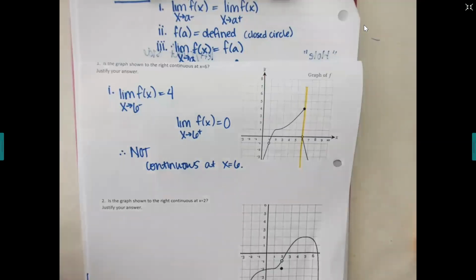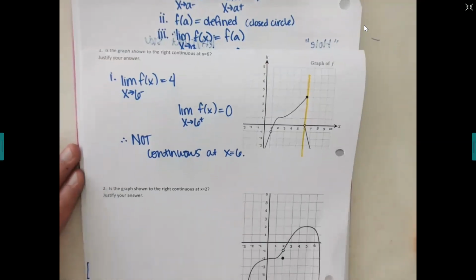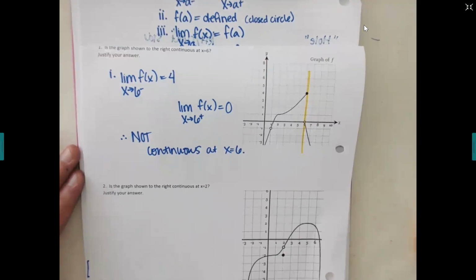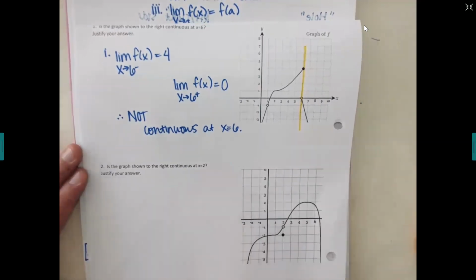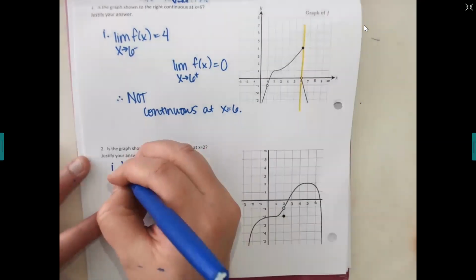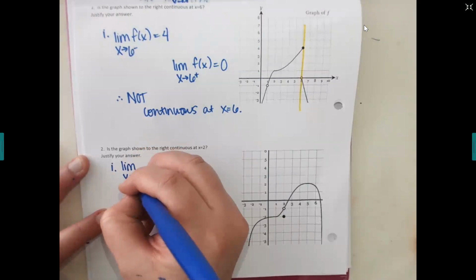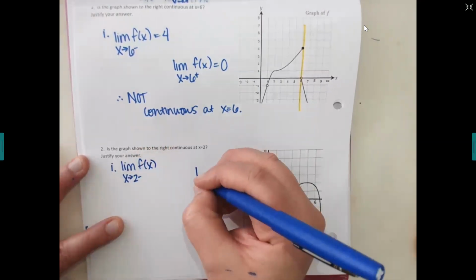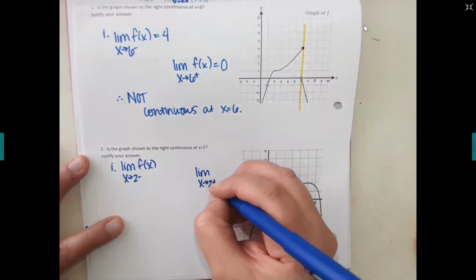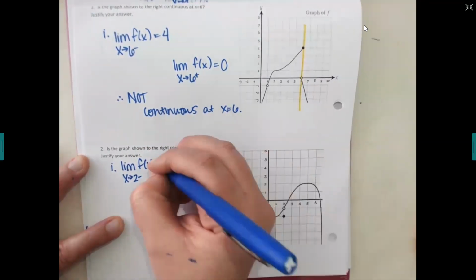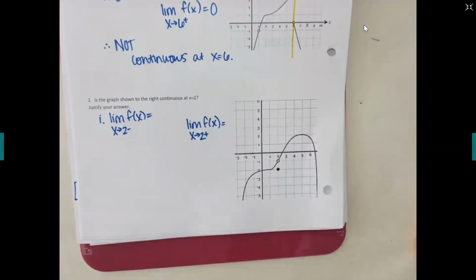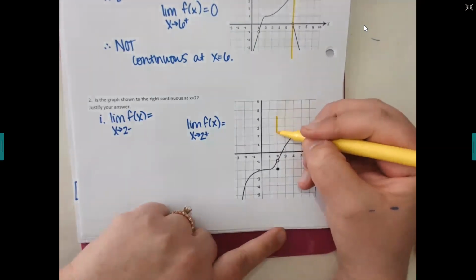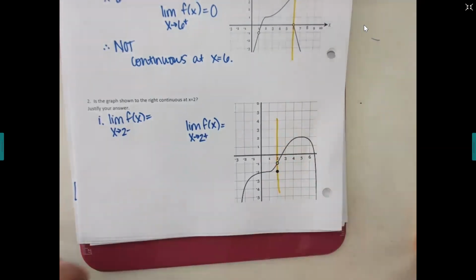Now let's look at our second graph when you're ready. Step number 1 is I need to check the limits from the left and the right. We're using a new graph and we're looking at x equals 2 this time. So put your little i. We're going to do the limit as x approaches 2 from the left. Then we're going to check the limit as x approaches 2 from the right. So I would draw my line in it too. I'm basically cutting the graph in half.